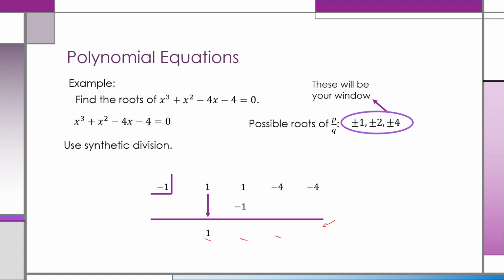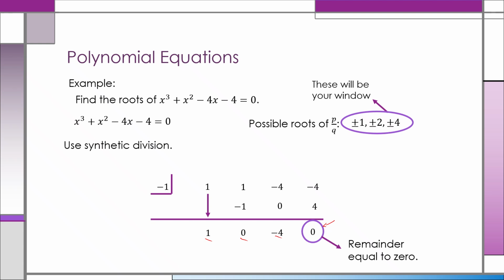-1 plus 1 is 0. 0 times -1, 0. 0 plus -4, -4. -4 times -1, 4. And 4 minus 4, that is correct, 0. And remember, our last number on the bottom row is 0. And remember, we achieve this remainder equal to 0.